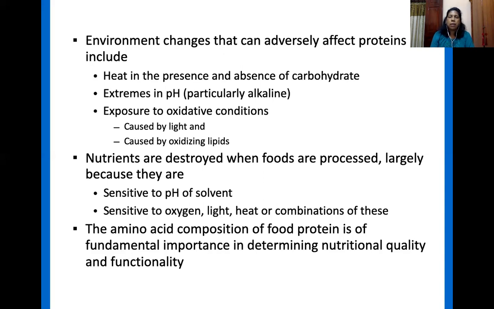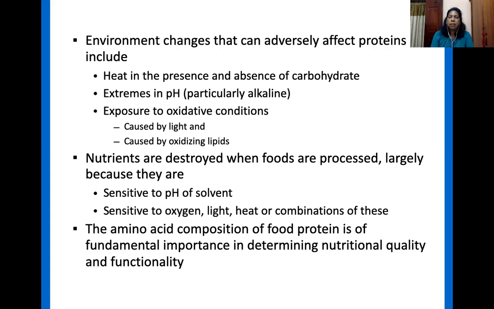Nutrients are destroyed when foods are processed because they are sensitive to the pH of the solvent, or sensitive to oxygen, light, heat, or a combination of those. If the pH of the solvent changes a lot, then amino acid breakdown can happen, not just denaturing. In those situations it gives a plus-minus effect, and then it can bind with different compounds.